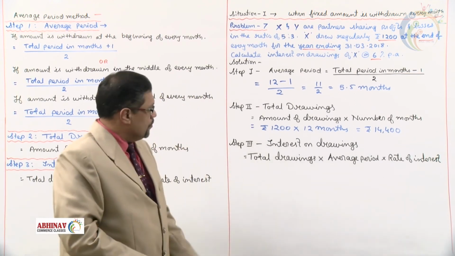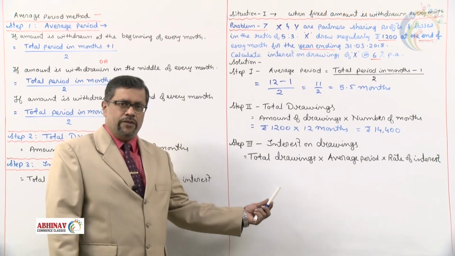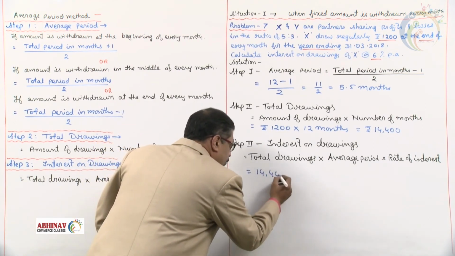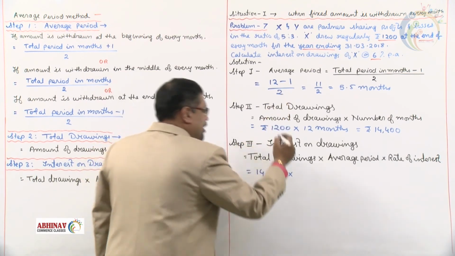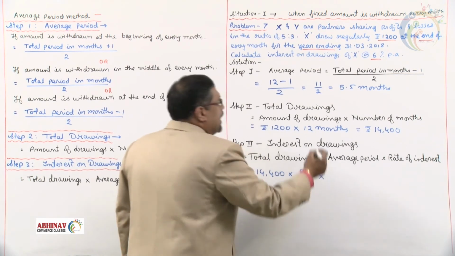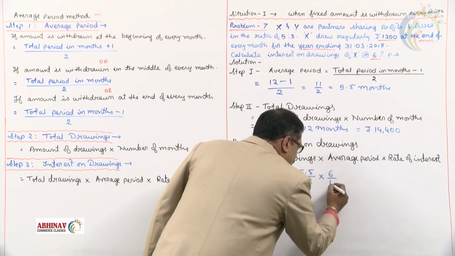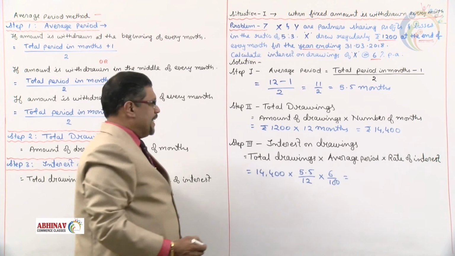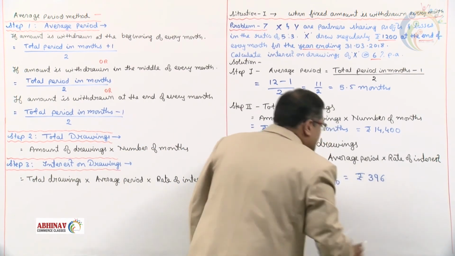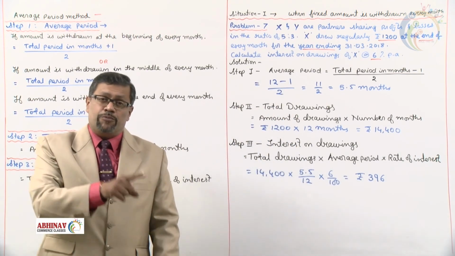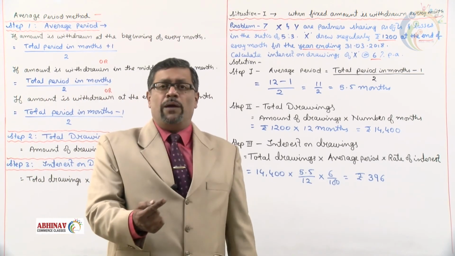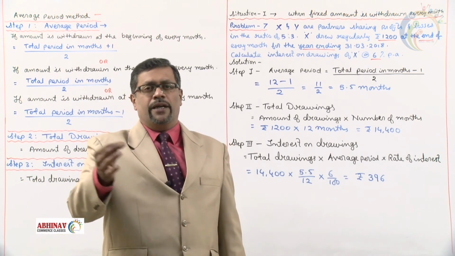14,400. Now comes the interest on drawings calculation. Total drawings as per the above, 14,400 into the average period 5.5 months divided by 12 into the rate of interest, which is 6%. So when you calculate this, the answer we get is rupees 396. That's all. The sixth problem we saw was at the beginning, this is at the end. We'll take up one more problem where the amount is withdrawn in the middle of every month.